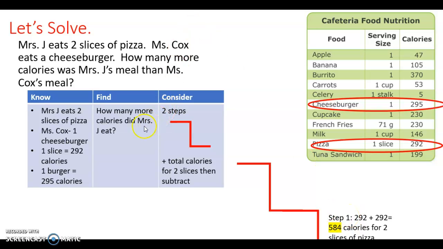In my next step, I'm going to have to ask myself, how many more calories did Miss J eat than Miss Cox? Well, Miss J ate 584 calories. And Miss Cox, we know that a cheeseburger has 295 calories. I'm going to need to subtract them in order to get our answer. When I subtract 295 from 584, I get 289. So now I need to take that answer that's highlighted in green, and I need to make it more precise by adding a label. So my final answer is Miss J ate 289 more calories than Miss Cox.